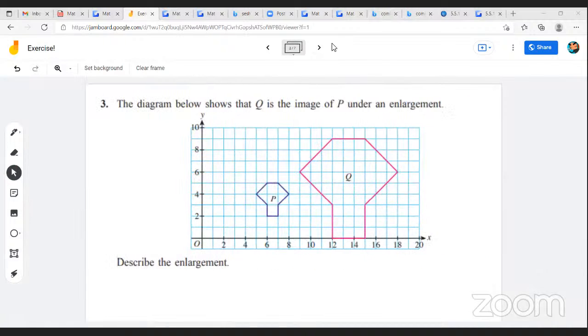Okay, the diagram below shows that Q is the image of P under enlargement. Describe the enlargement. So, for enlargement, you have to look at two aspects. These two aspects being, 1, the scale factor, and 2, the center of enlargement.